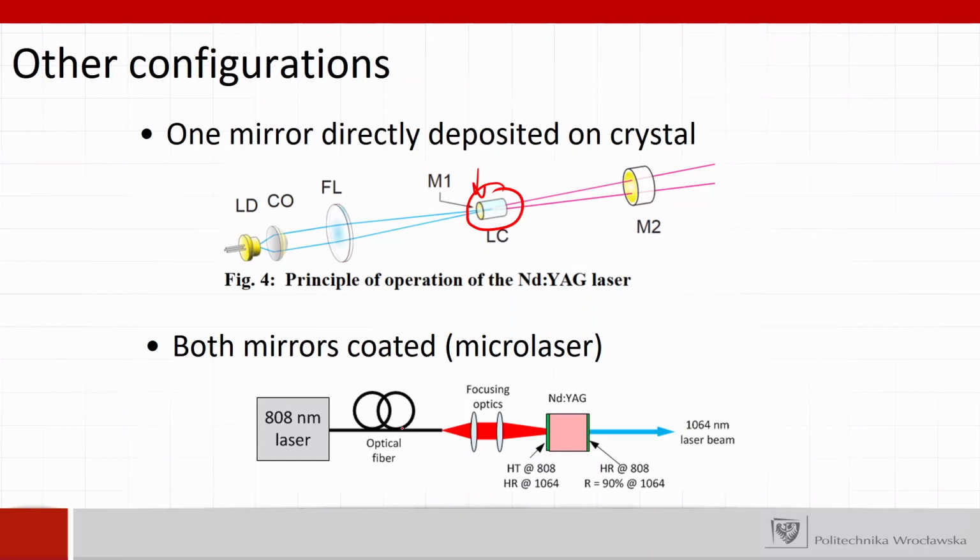And we can also do it on both sides of the crystal, which is shown here. So we just take the crystal and we just deposit reflective layers on both ends of the crystal. And by doing that, we can build a so-called micro laser, because the entire resonator is here. So this is just closed between these two mirrors. So we have no free space, separate resonator, but it is just deposited directly on the crystal.